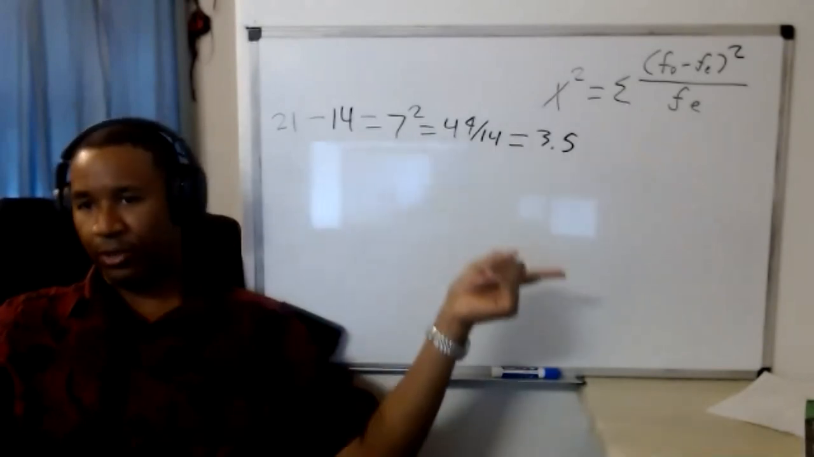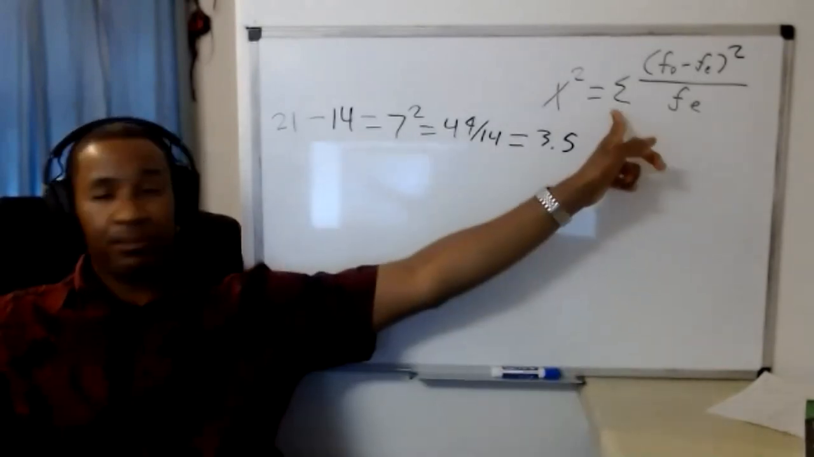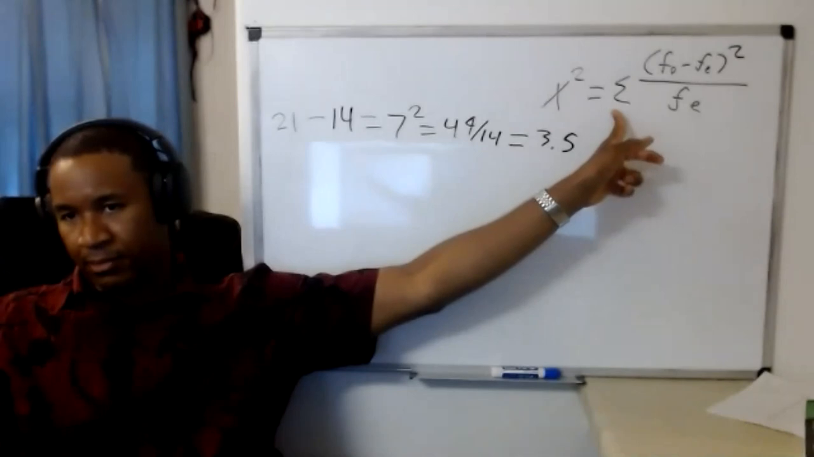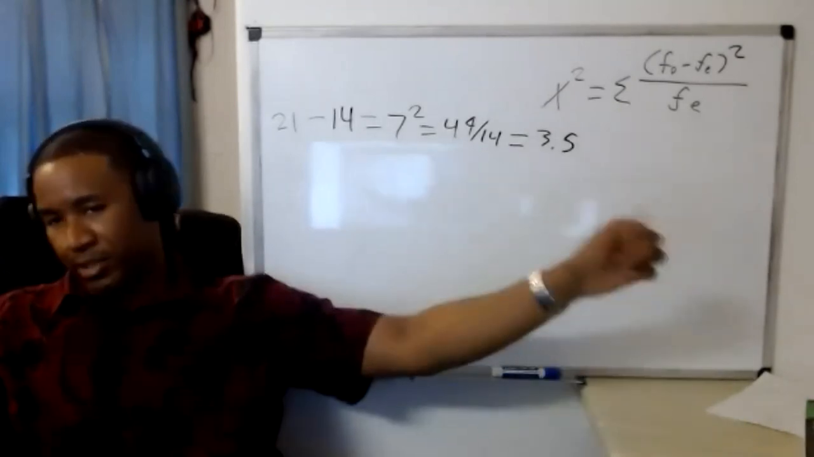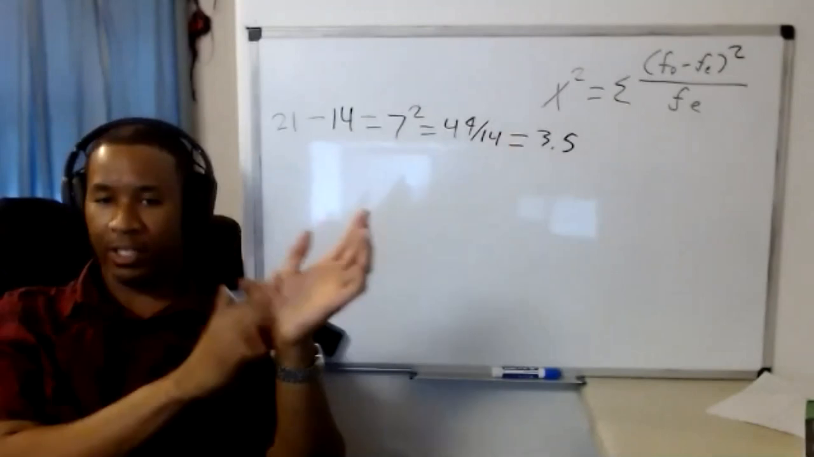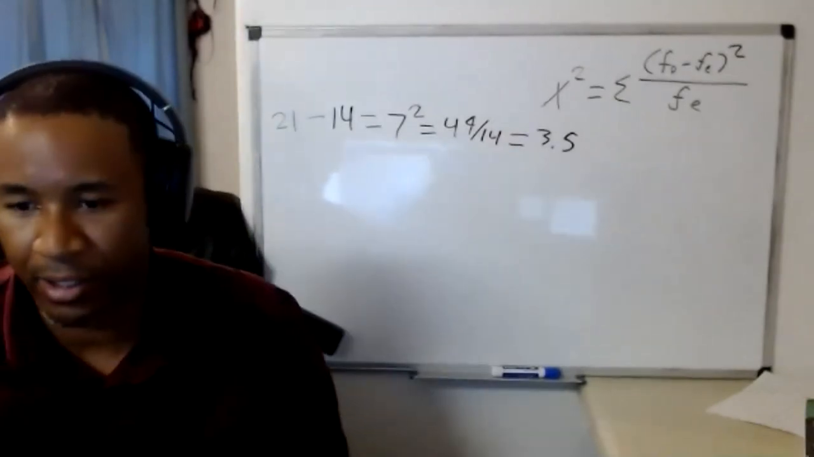After you do the other 3, what's the next step? You add them all together, sigma, add them all together. And then you have the chi-square. So why don't y'all go ahead and calculate the chi-square.